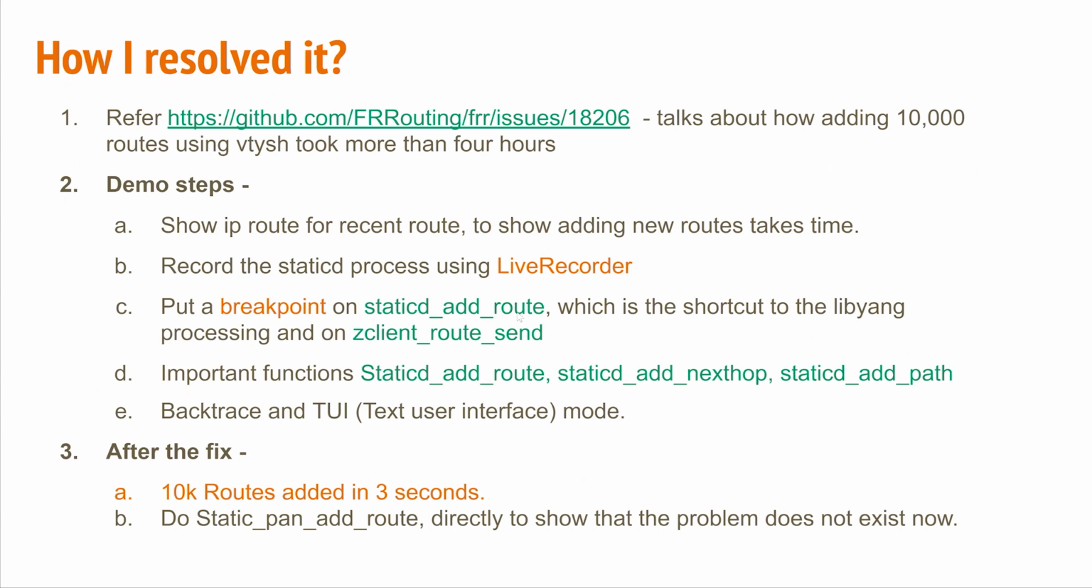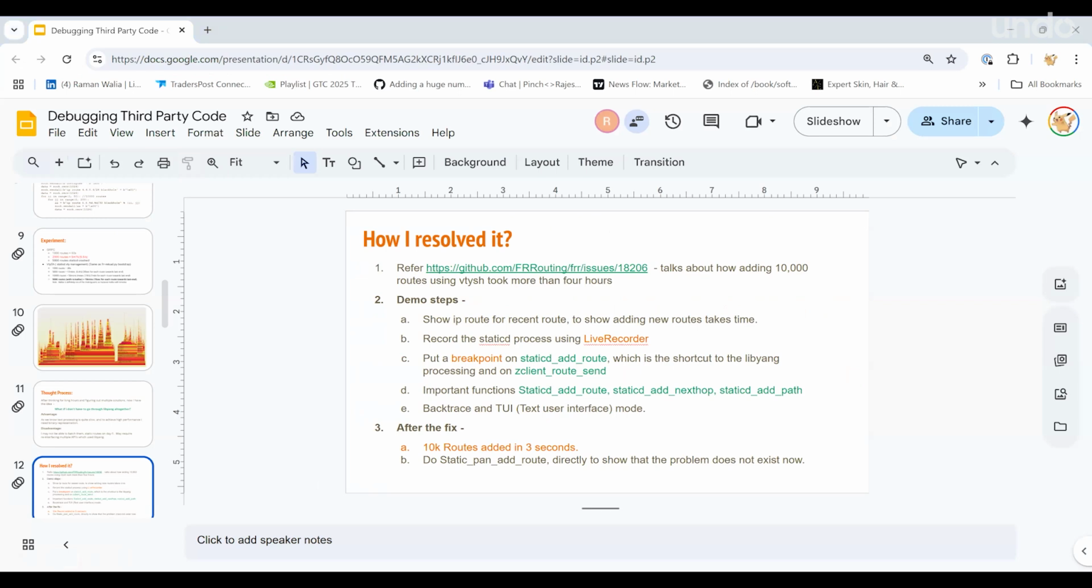The only function of interest right now is zclient route send, and that is the interface that we are sending the route to Zebra. Okay, then I'm going to show how to use time travel mode and the flame graph, and then see how the fix is working at the end. Okay, so let me jump to my demo screen.